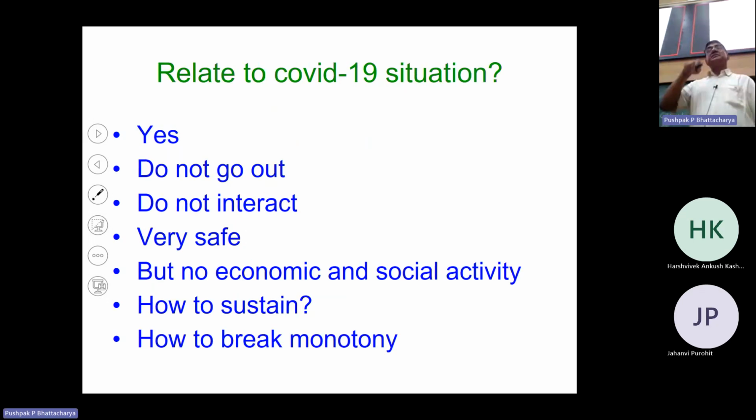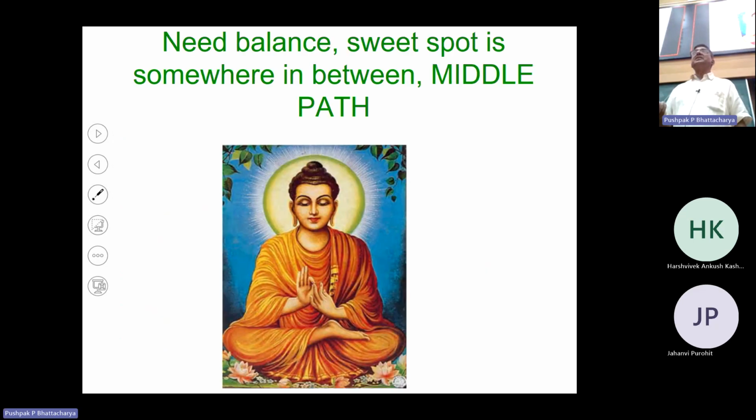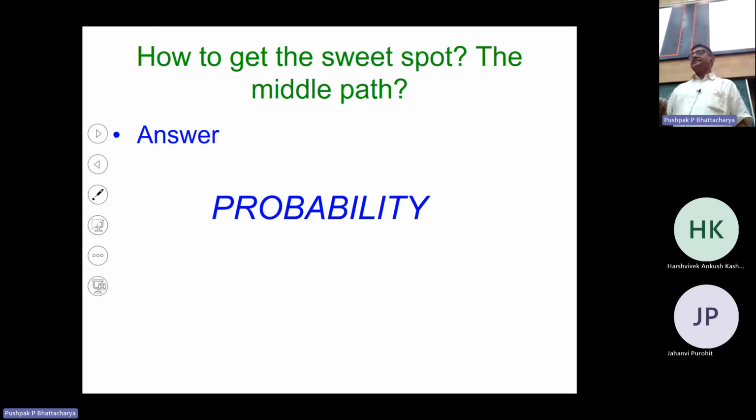Okay, so these are the two situations. Now, this is also related to the COVID situation. Do not go out at all. Do not interact with anybody. Very safe. Will not get COVID. How to sustain? How to break the monotony? You'll have to eat also, right? Then how to get the sweet spot, the middle path? The answer is probability.